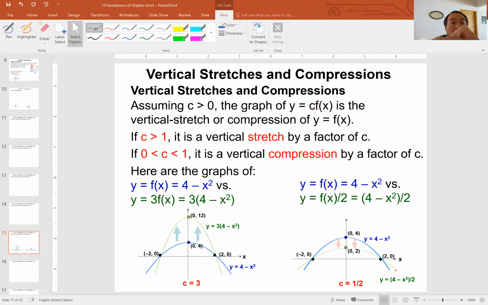And here are a couple of graphs. Here's 4 minus x squared stretched 3 times as high, and here's 4 minus x squared squashed to half of its height.